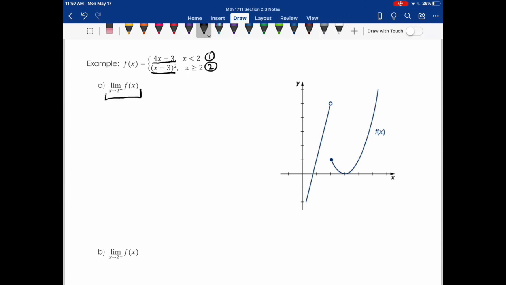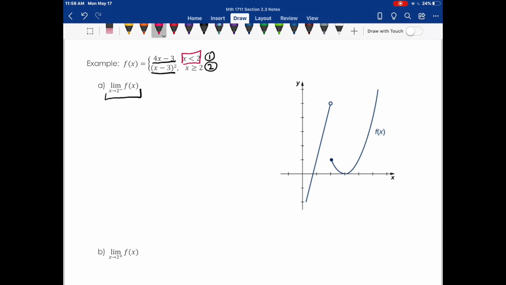Notice that I want to evaluate the limit as x approaches 2 from the left. If we're coming from the left, we're looking at values that are smaller than 2, like 1, 1.5, 1.7, 1.9, 1.99. We're getting closer and closer to 2, but we're coming from the left-hand side, which means we want to look at the first piece, because this piece is defined when x is less than 2. So we want to use 4x minus 3 to evaluate this limit.